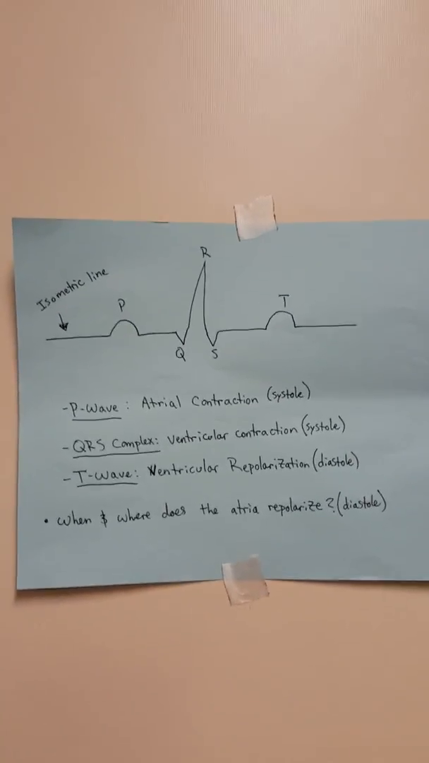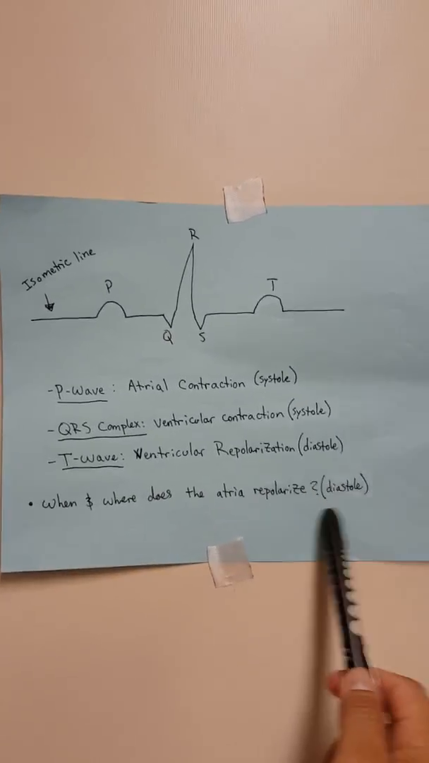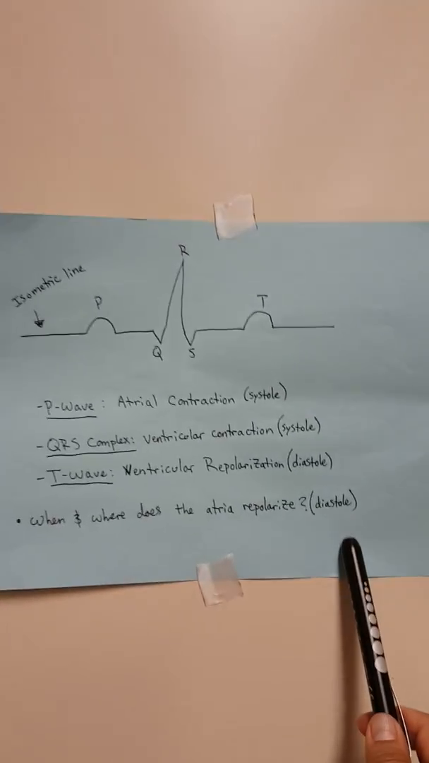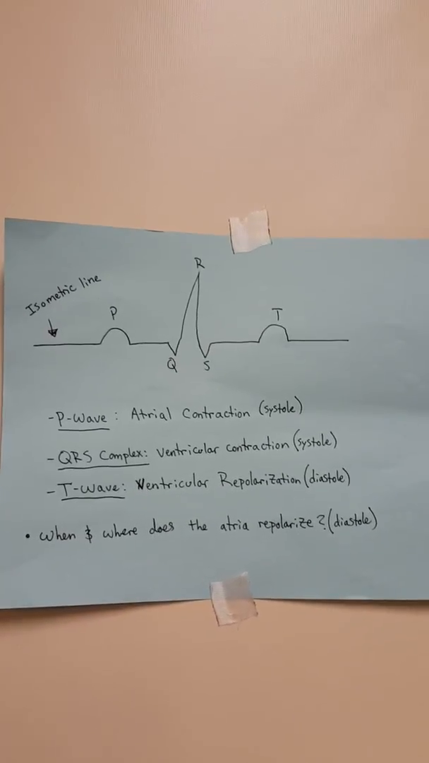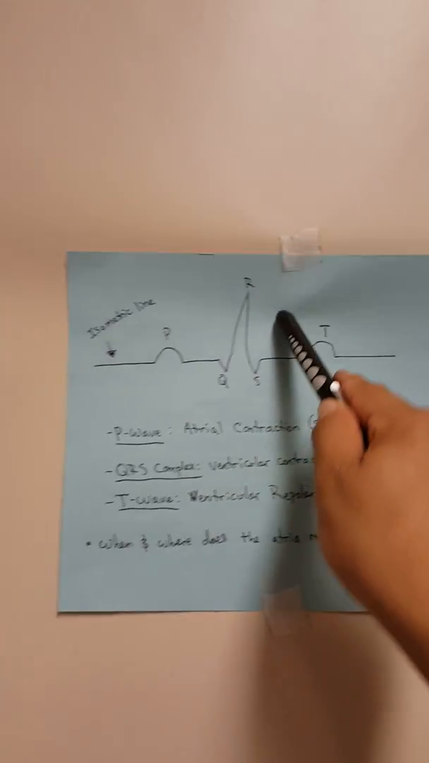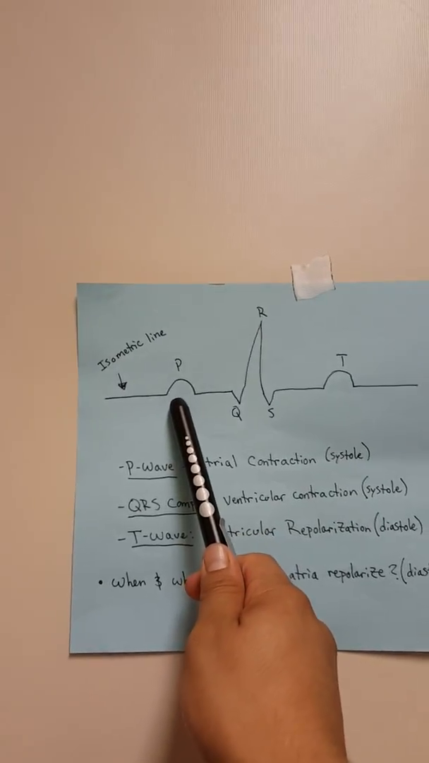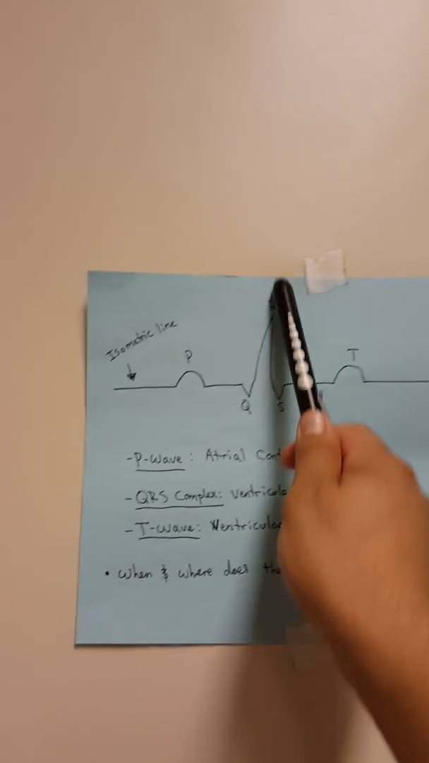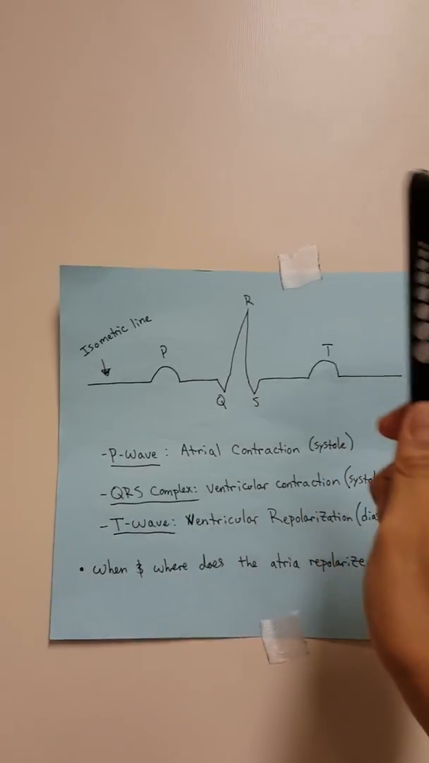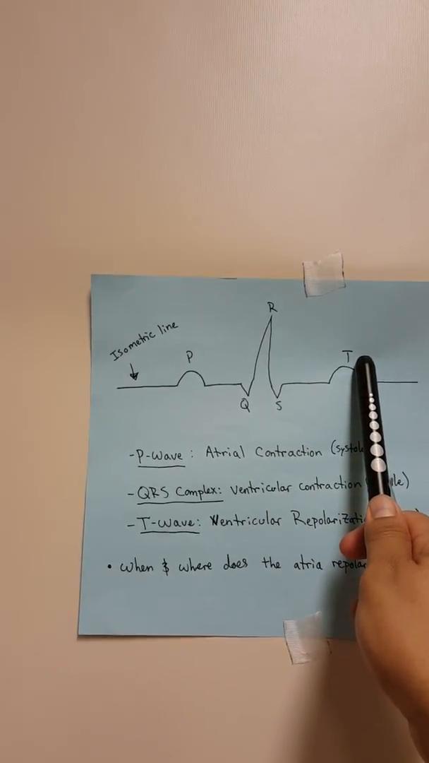Okay. So a question I have is, when and where do the atria repolarize? Diastole. When do they rest? It is actually here, hidden in the QRS complex. Okay. So atria contract, ventricles contract, atria repolarize, ventricles repolarize.